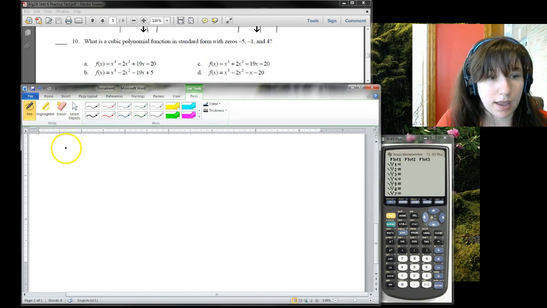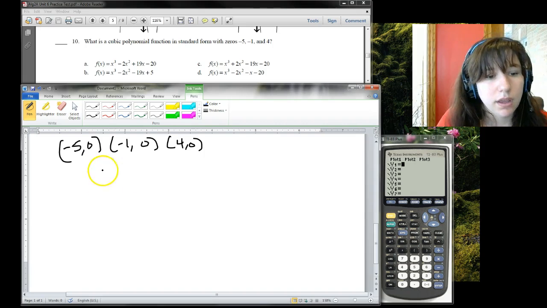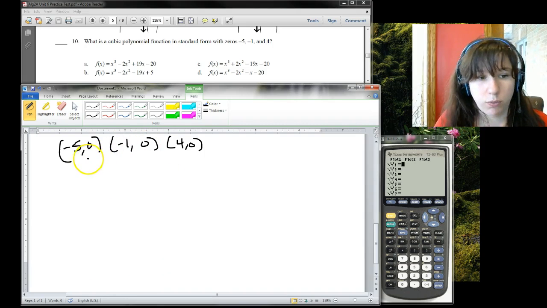Okay, so I'm looking at x is -5 when y is 0, x is -1 when y is 0, and x is 4 when y is 0. So that's one way to do it. The other way is to kind of build the equation working backwards.